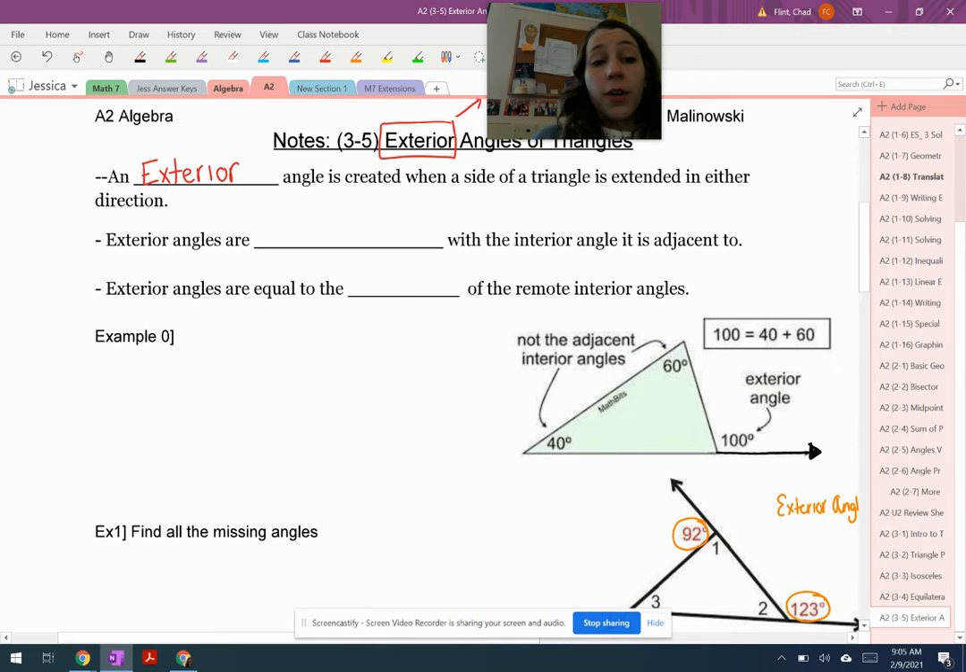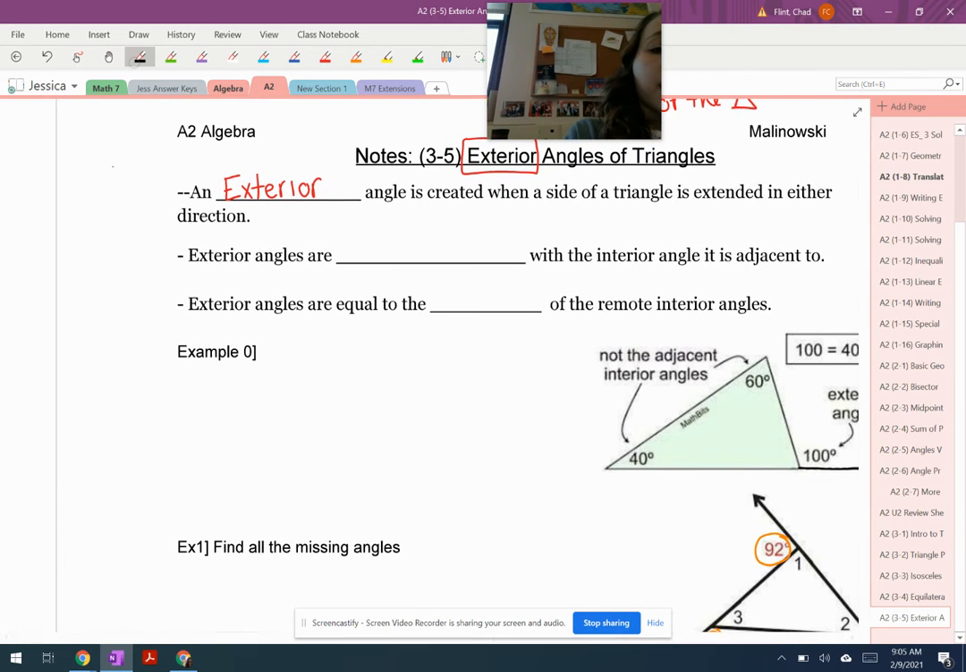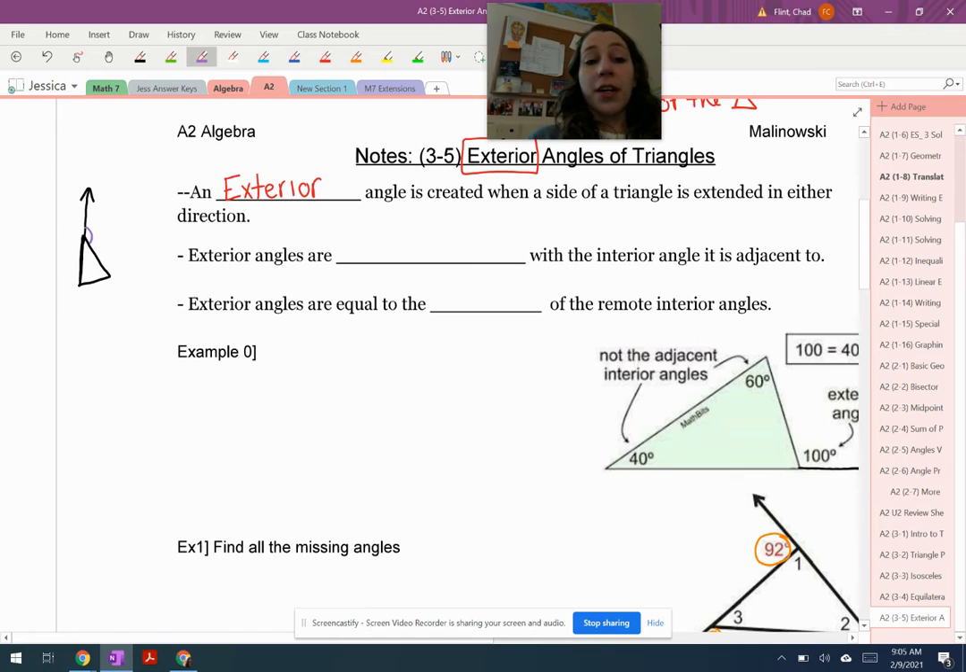So that's how you get one. You make an exterior angle by extending the side of a triangle. So I have a triangle, pick a side, extend it. This is your exterior angle right there.